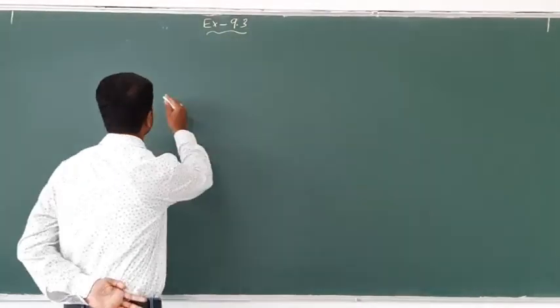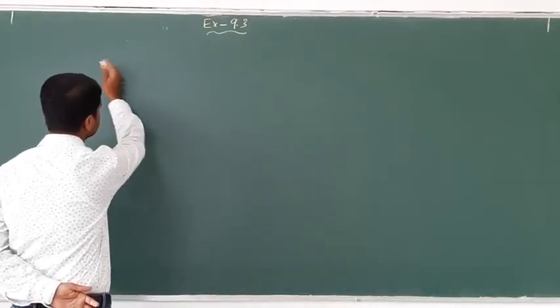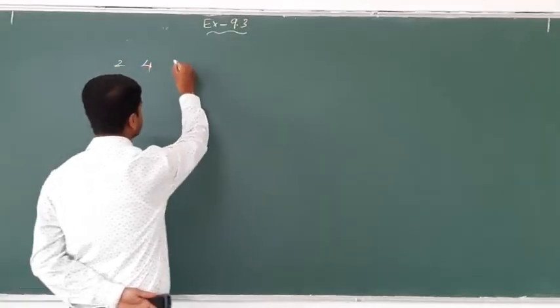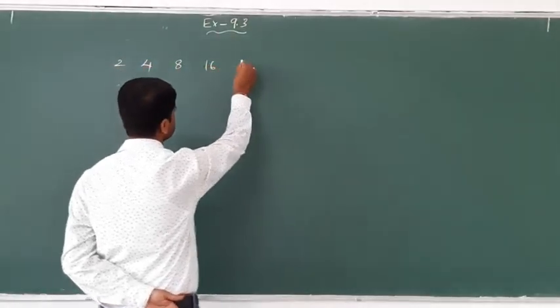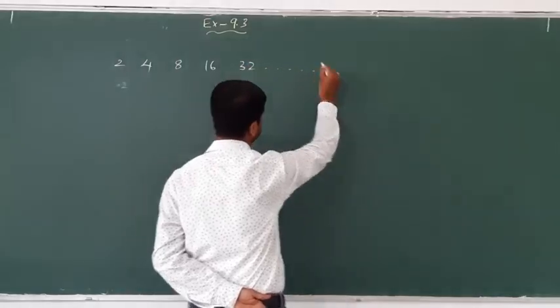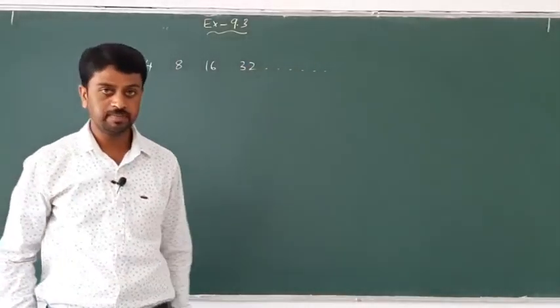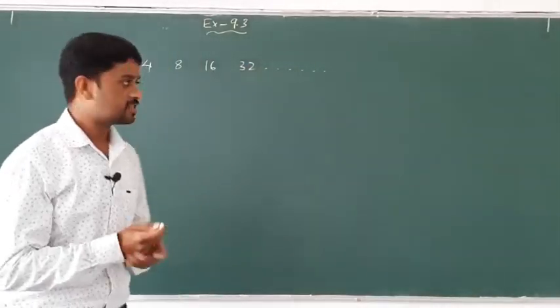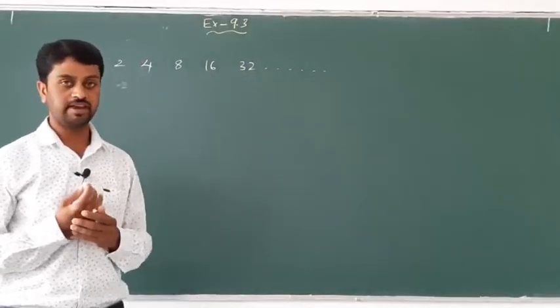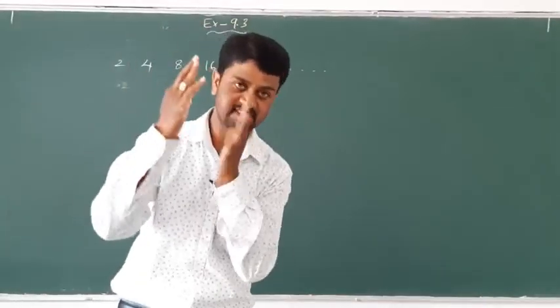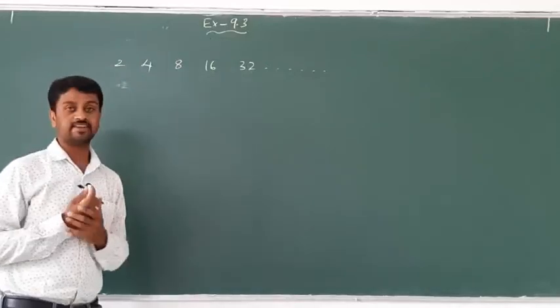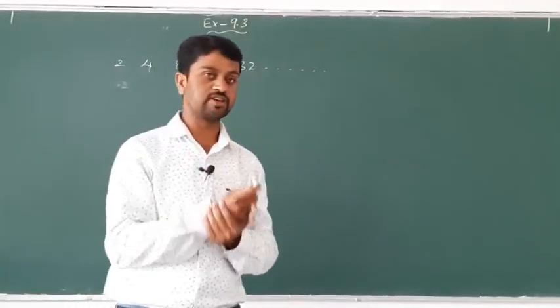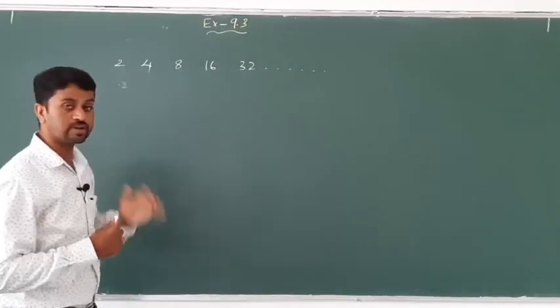Listen carefully. Here 2, 4, 8, 16, 32 and so on. Is this an example of a GP or an AP? Tell me, anybody? Yes, 100% it is a GP, geometric progression. Here the first term is a and the common ratio is 2.